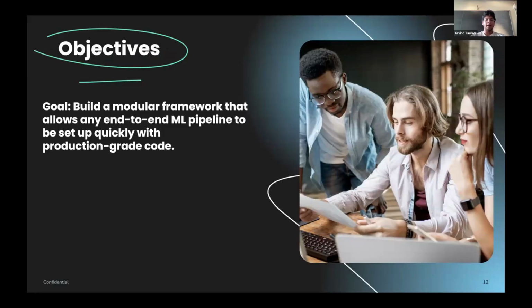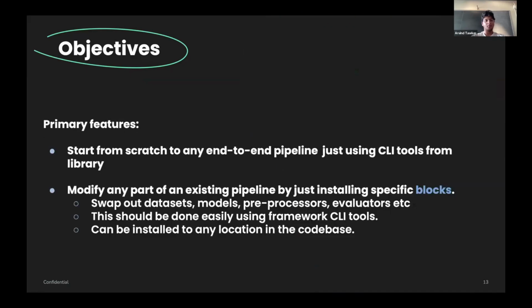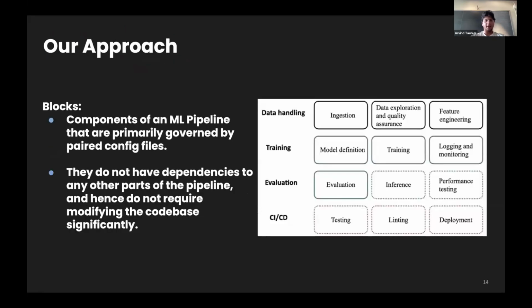So our objective was to build a framework that makes it easy for someone to start from scratch and end up with an end-to-end ML pipeline and obeys production grade code, CI/CD, linting, etc. So we wanted two primary features. One of them was to start from scratch and end up with an end-to-end pipeline, or if you have an existing code base or an existing pipeline, you can swap out specific components of an ML pipeline just using CLI tools. The way we did this is by using a block approach, where we treated every component of an ML pipeline as a self-contained block.